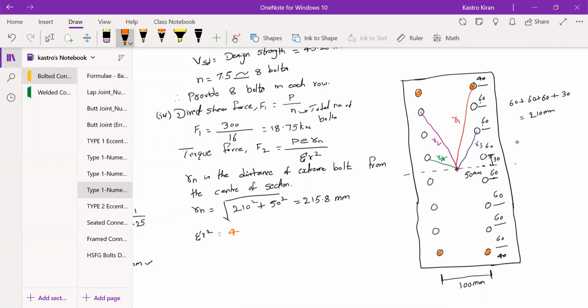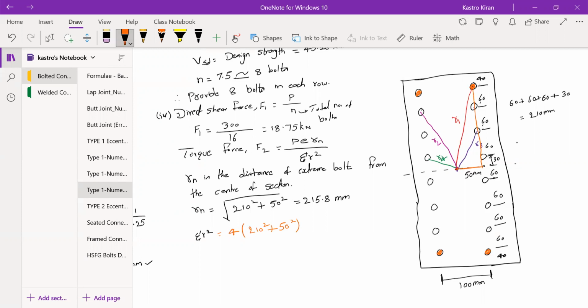Now let's measure the vertical distance. This vertical distance is 210 mm, that is 60 plus 60 plus 60 plus 30. So 210 square plus the horizontal distance from here to here. The horizontal distance is 50. So this is the value corresponding to R1.